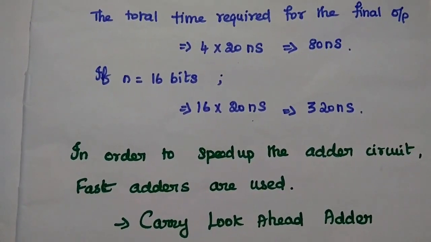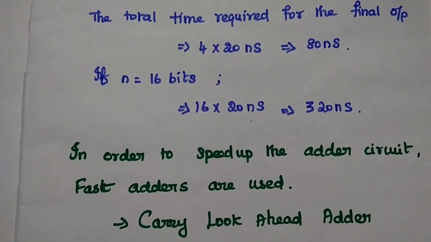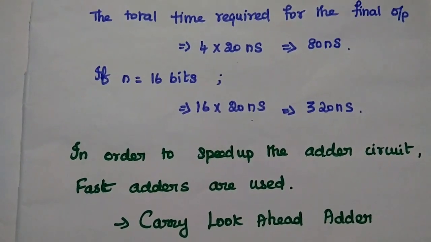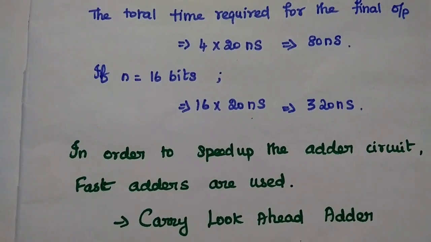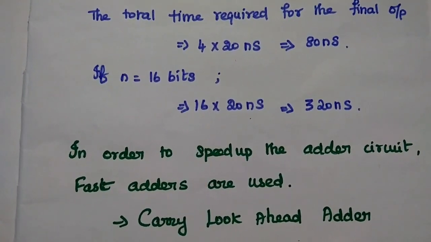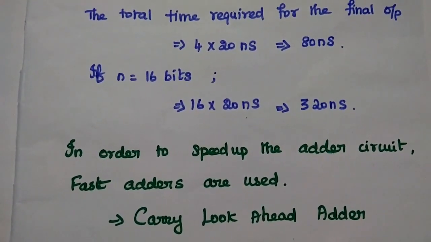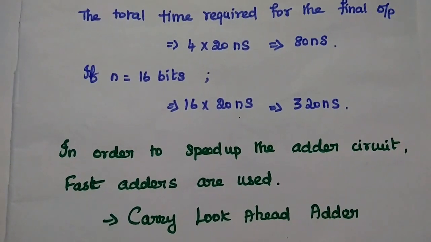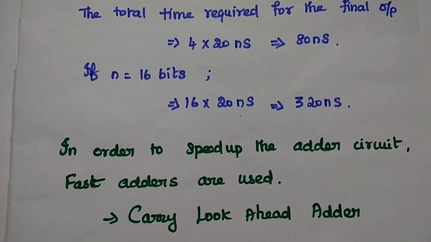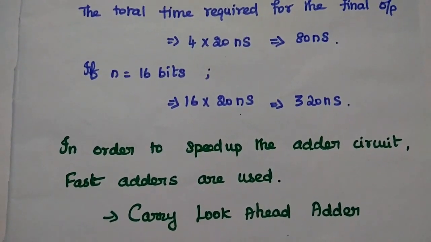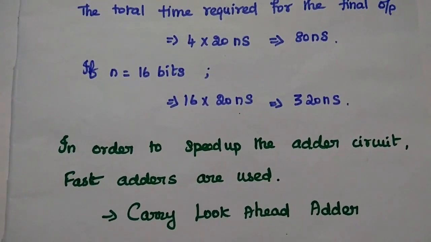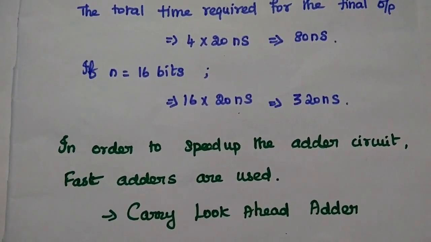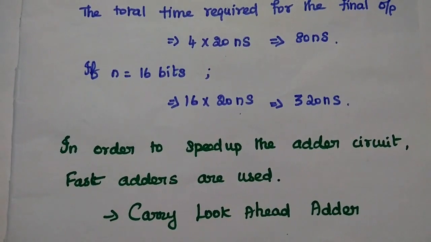But in the case of 16-bit addition, the propagation delay extends to 320 nanoseconds. So in order to speed up the addition operation, fast adders are used. One best example of a fast adder is the carry look ahead adder.